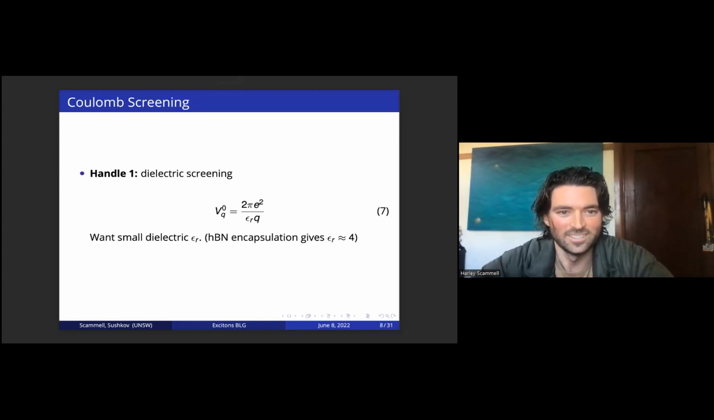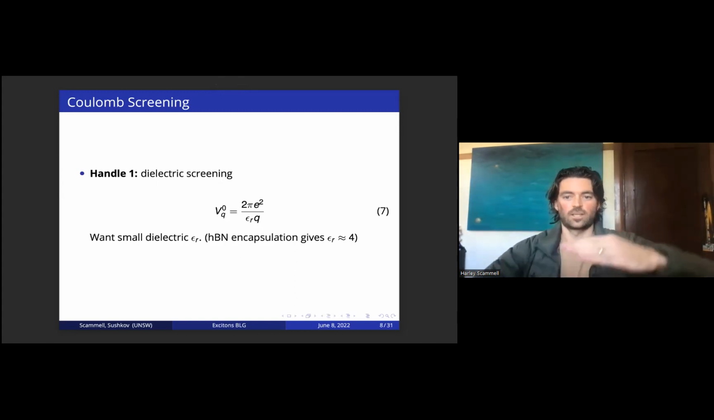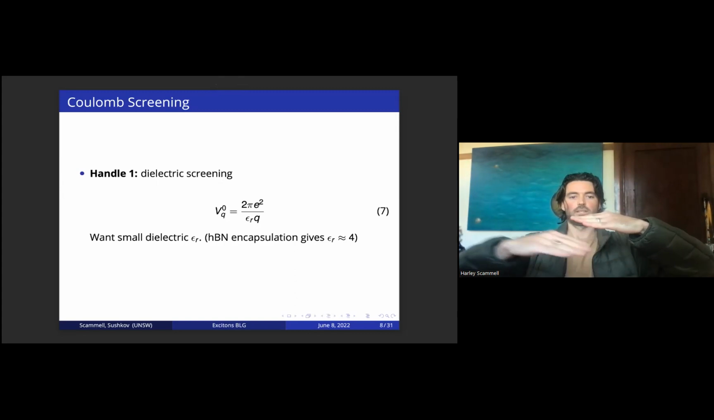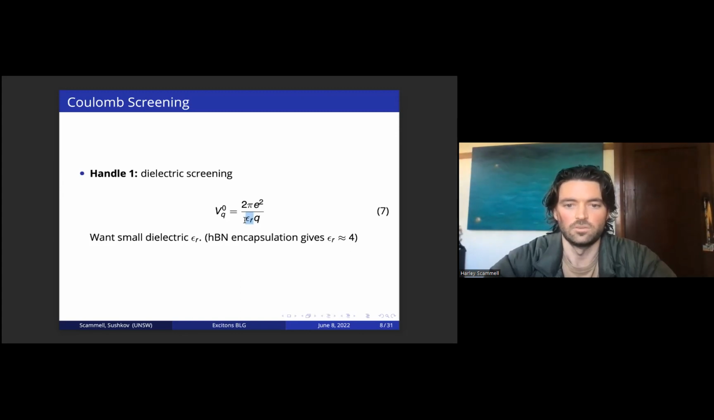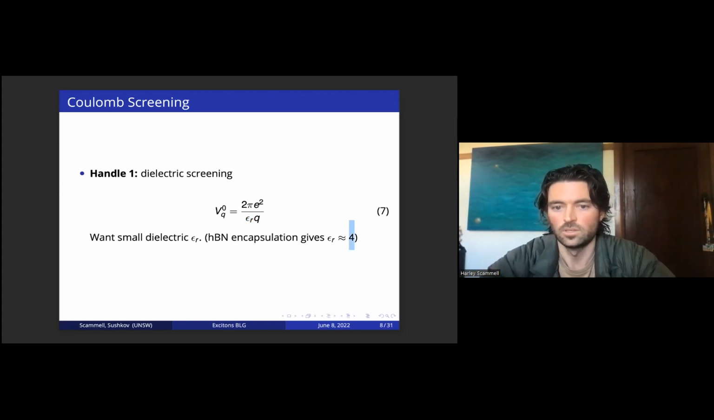So the first point is pretty obvious, that there's dielectric screening. So we have bilayer graphene, and you can put a substrate or superstrate above and below. And this incurs a penalty of epsilon r. It's multiplicative, so it's very simple to visualize. For example, a typical experiment I've seen is with hBN encapsulation. So then we lose a factor of 4 on the strength of Coulomb.